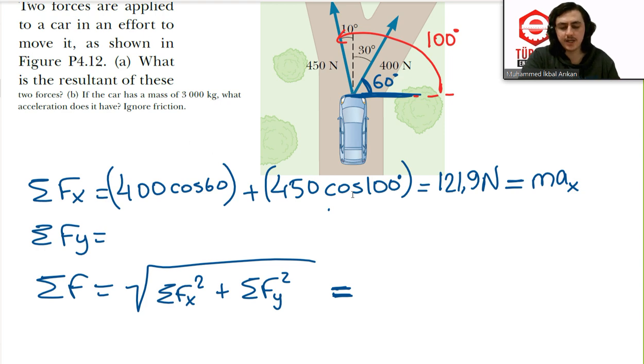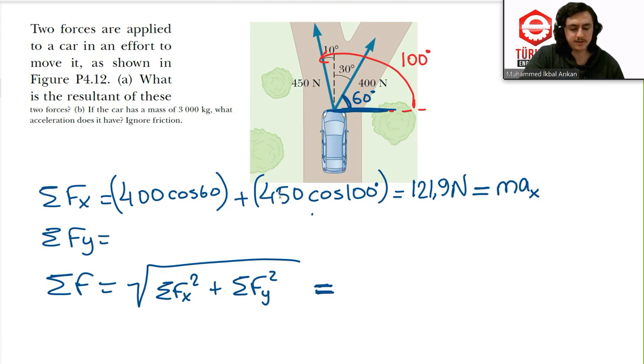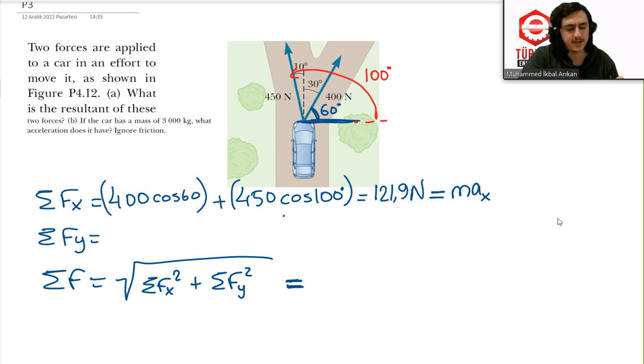But it's talking about the total acceleration. So I will not calculate the acceleration in x. I will calculate only the acceleration in the resultant direction. So the total acceleration I will calculate by the last formula. But let's see that if I calculate ax here and ay here, then take the square root of the summation of their squares, I will see the same answer. So here just calculate ax. So ax will be equal to just the net force, which is this one, divided by mass, which is 3,000.